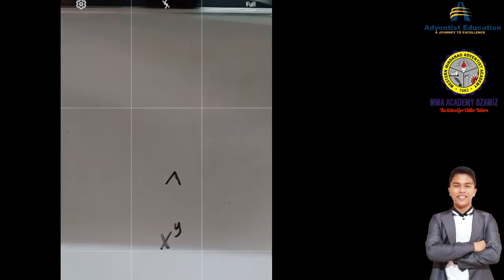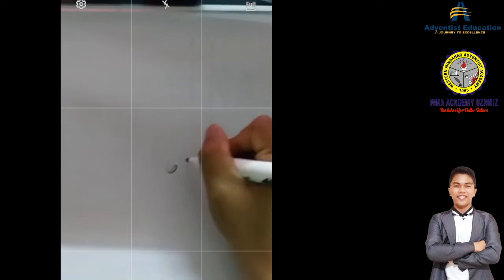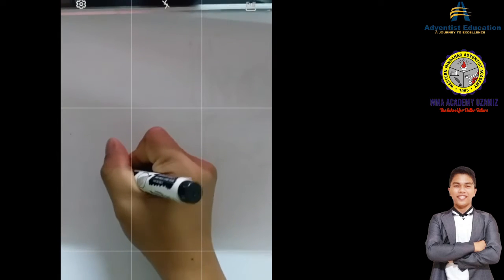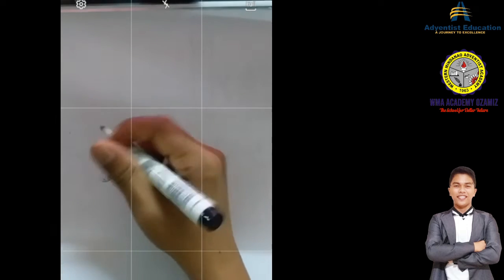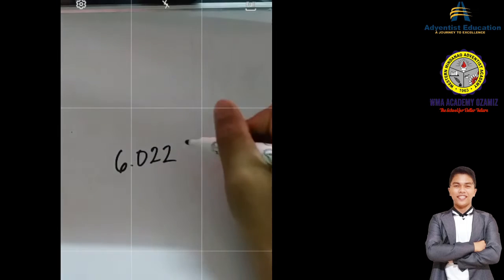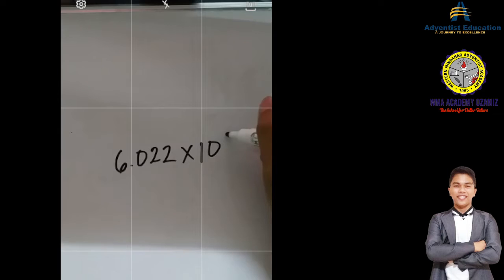Okay, to input that one in your calculator, you can use the 6 point. Okay, sorry for another advertisement here. 6.022 times 10 to the 23. So that is how you are going to input that one in your scientific calculator.